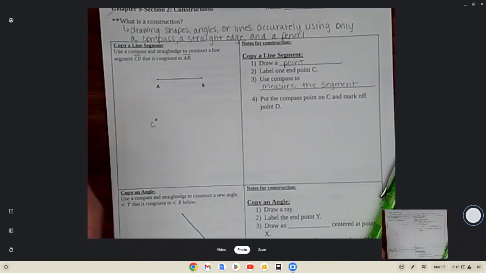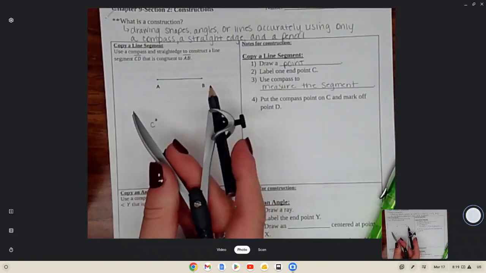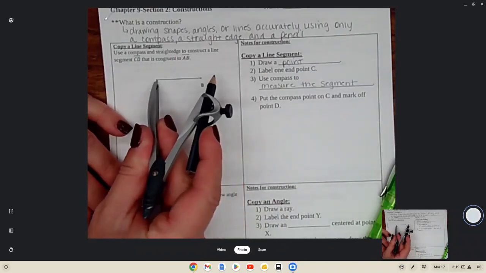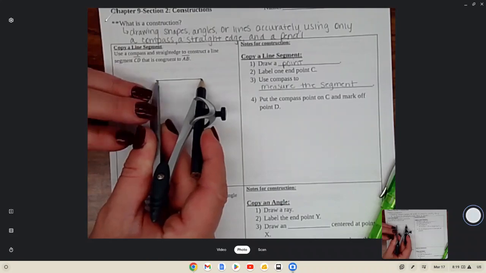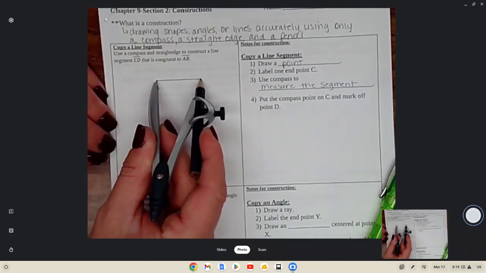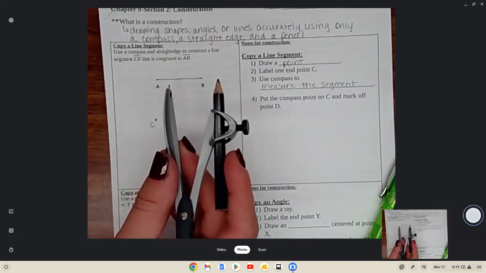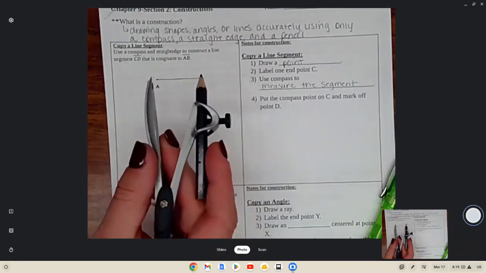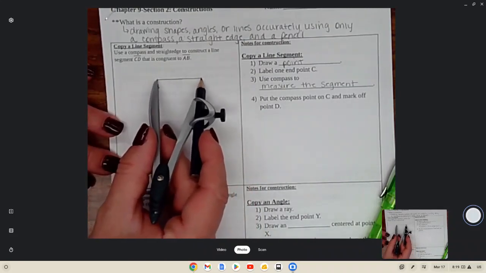So notice on your compass, you have an end that has a pin and you have an end that has a pencil. The pin is going to go on one end, like point A. The pencil is going to go on point B. So that is the length of that segment. That's how you use a compass to measure the length of something. You just open it up and you take that measurement. You just have to be careful that you're not closing it or opening it when you move it. There's a little bit of give there, so hopefully it'll stay. So you have the length.